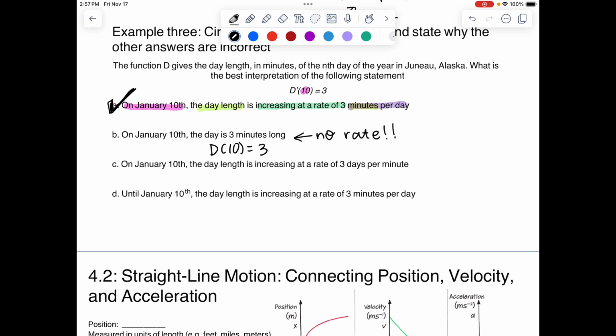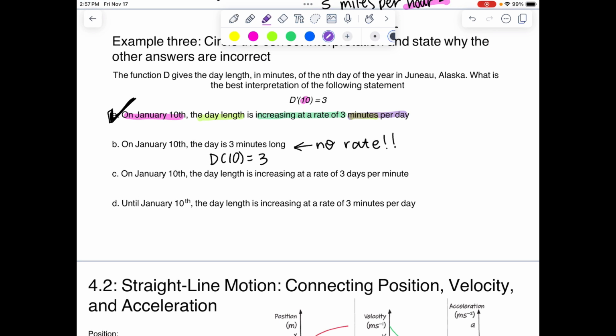The next one says on January 10th, the day length is increasing at a rate of 3 days per minute. This was kind of hard for me to notice, but the units are off. So 3 days per minute. When you write a unit, you always put what the dependent variable stands for first and what the independent variable stands for second. And they did it flip-flop. They did independent and then dependent. So the units are off.